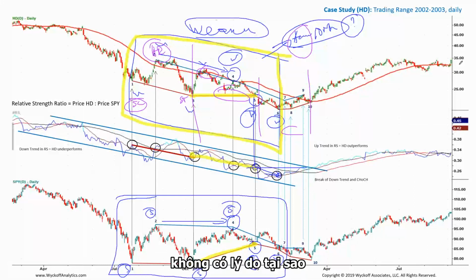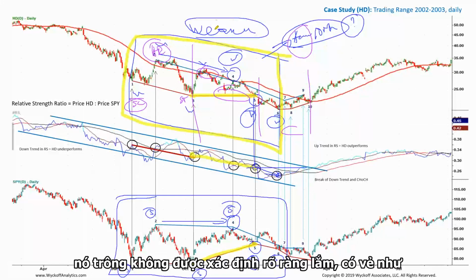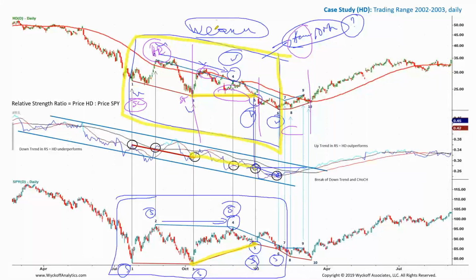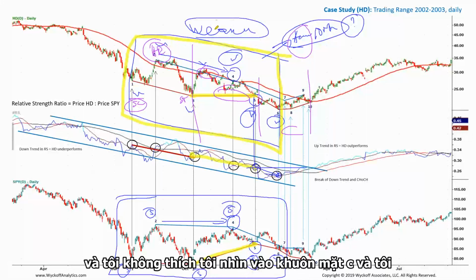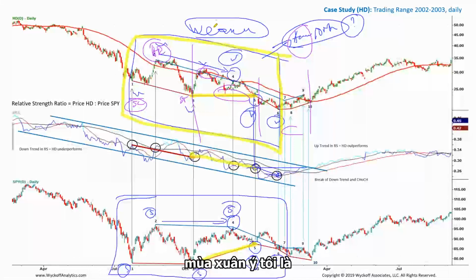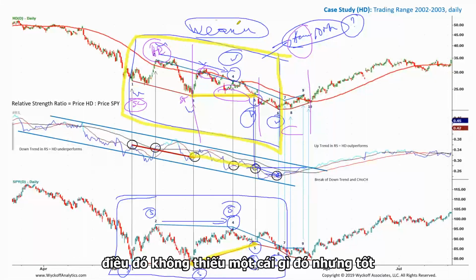No. Why? It's not very defined. To me, when I look at this, it doesn't look very defined. It seems too slow. The progression seems very slow. And I look at phase C and I don't know, it doesn't look very defined to me. In other words, I wouldn't have a comfort level. I don't see a shakeout. I don't see a spring. I'm not really seeing that unless I'm missing something.